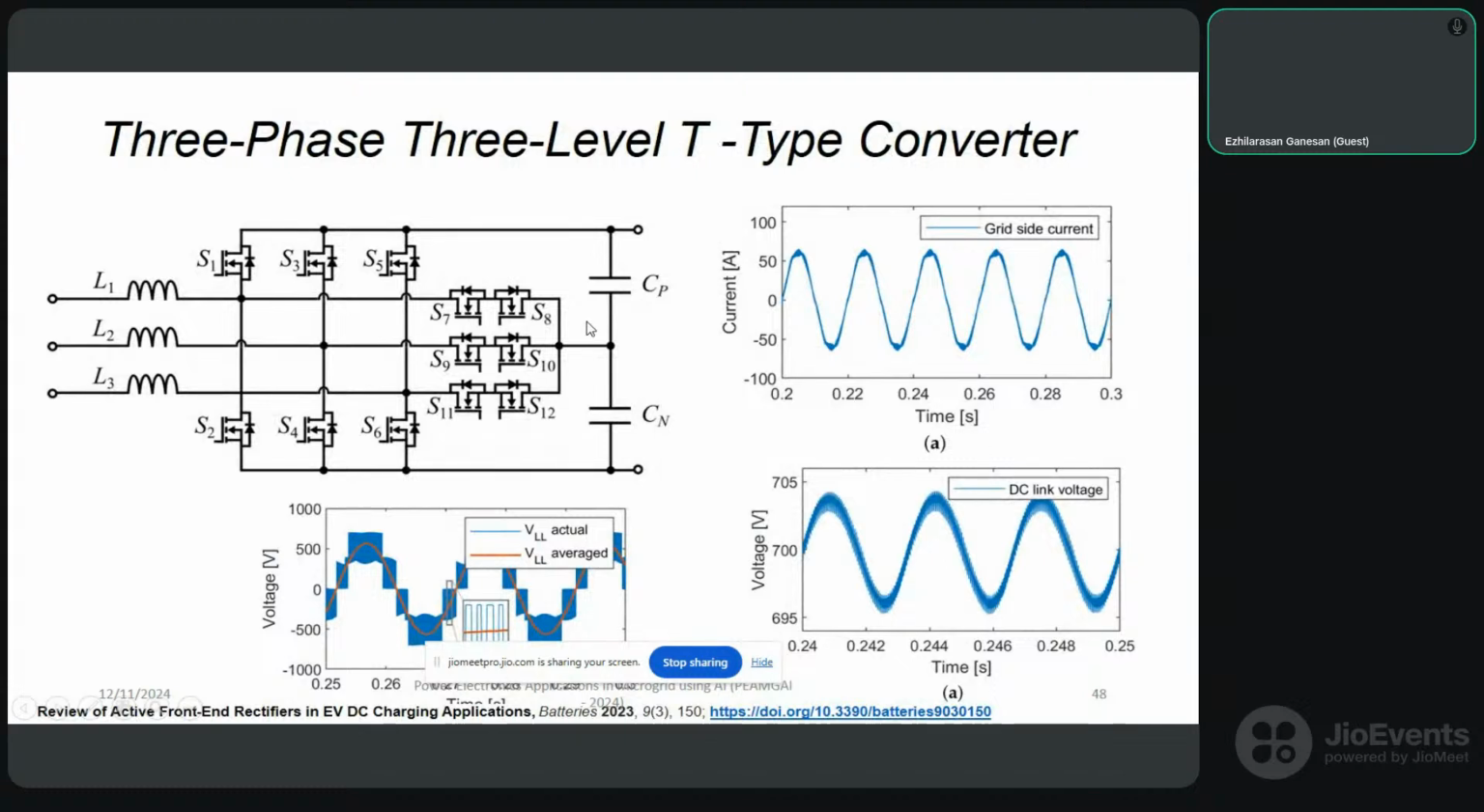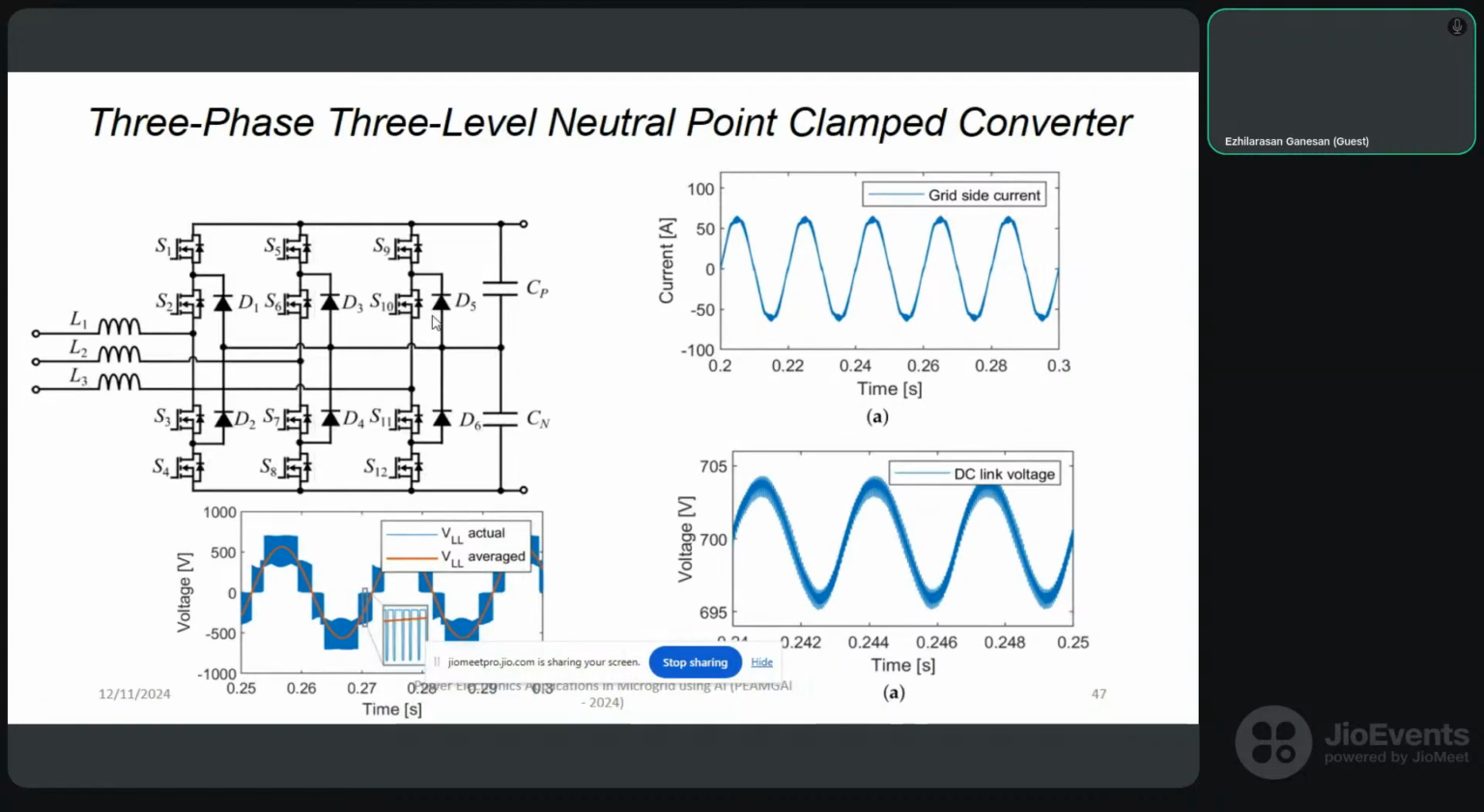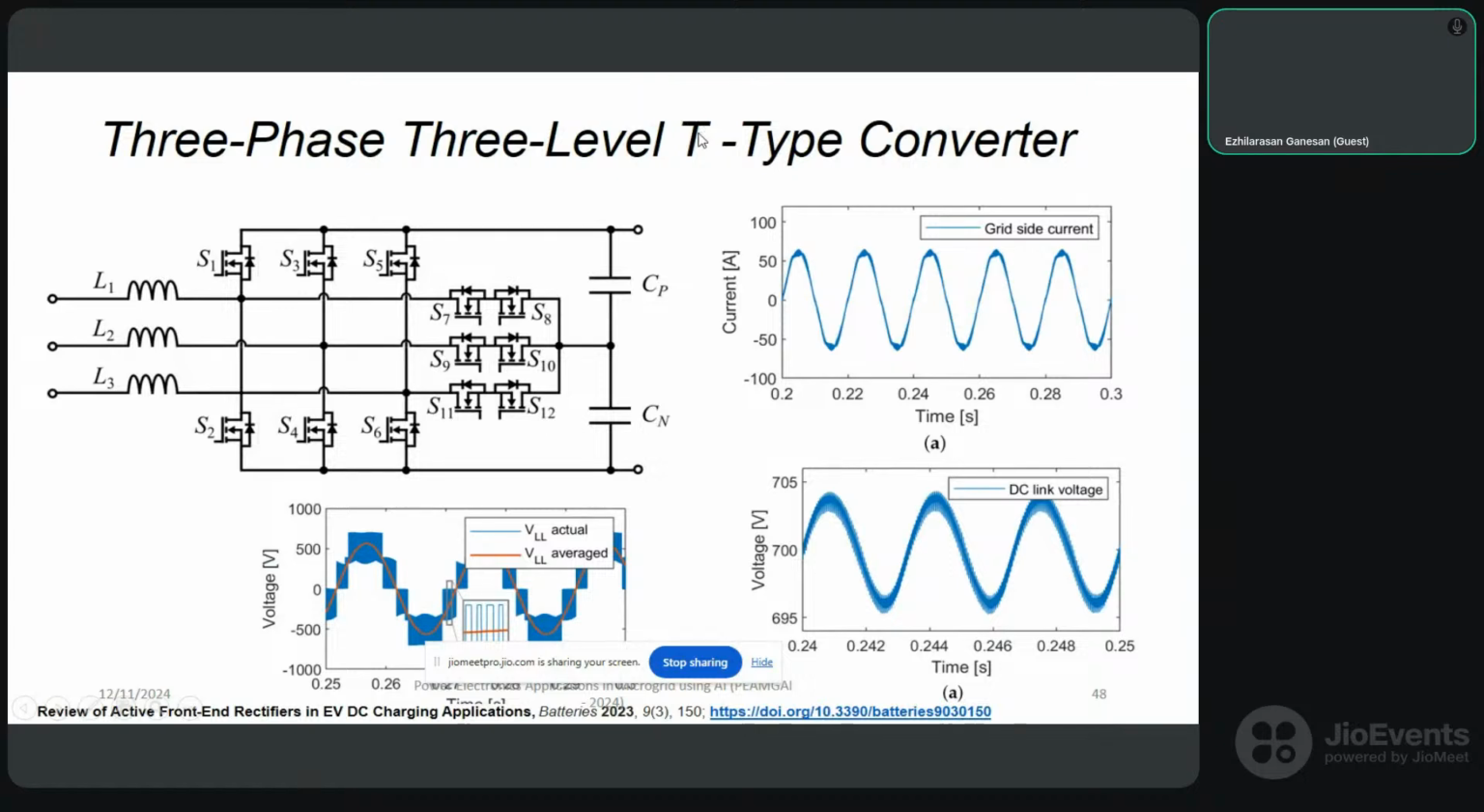In a T-type converter, the output of a neutral point clamped converter and the output of a three-phase T-type converter, what has been observed in the simulation is very much the same. I am not showing those parameters, actually I should have shown them. The total harmonic distortion, THD, in T-type converters is less when compared to the neutral point clamped converter.